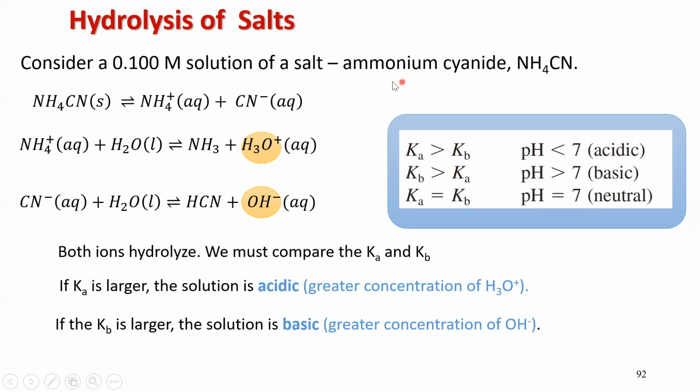So salts are either going to be acidic salts if they increase the hydronium ion concentration. They're going to be basic salts if they increase the hydroxide ion concentration. They're going to be neutral if neither the cation nor the anion affects the pH of the solution. And sometimes both the cation and the anion can affect the pH, and we have to decide which one affects it to the larger degree.